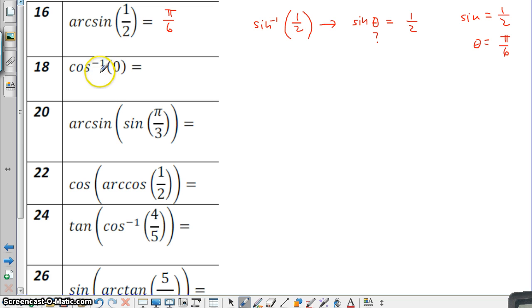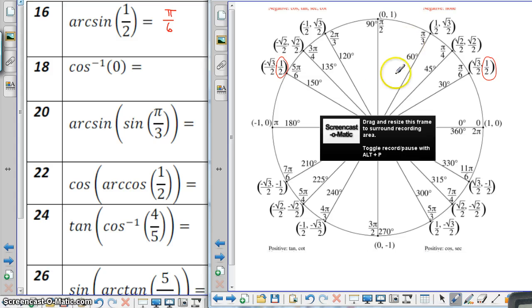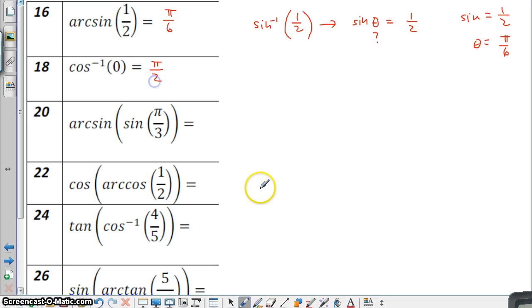Similar with cosine, inverse of cosine, what is that going to be? Going back to the unit circle, cosine is 0 in two places, here and down here, but I'm going to pick the smaller angle here, so 90 degrees or pi/2.